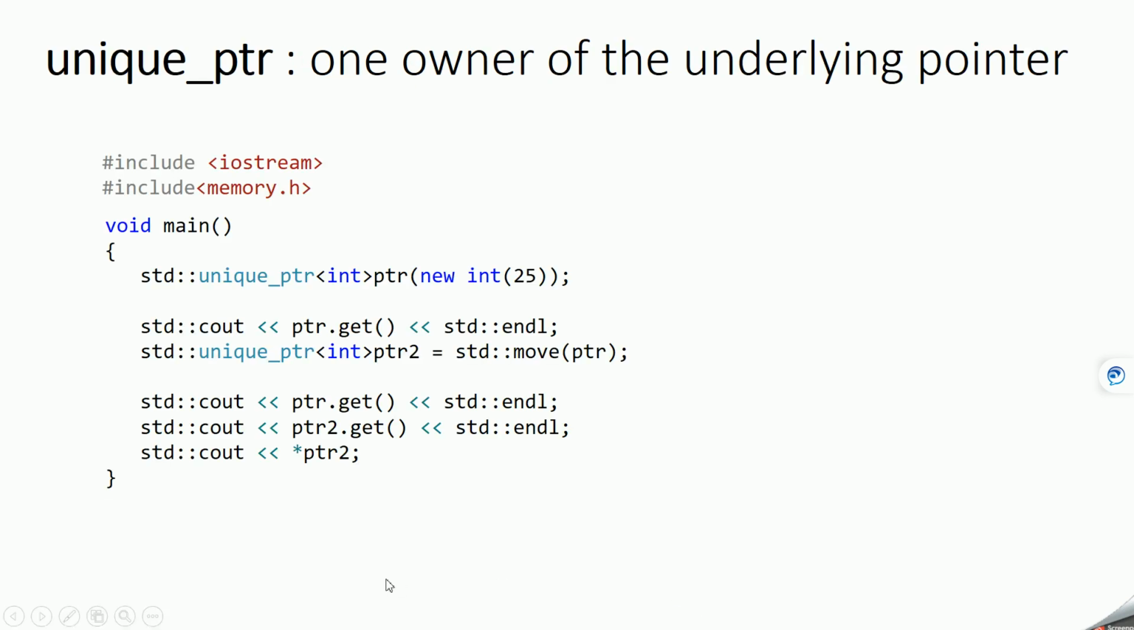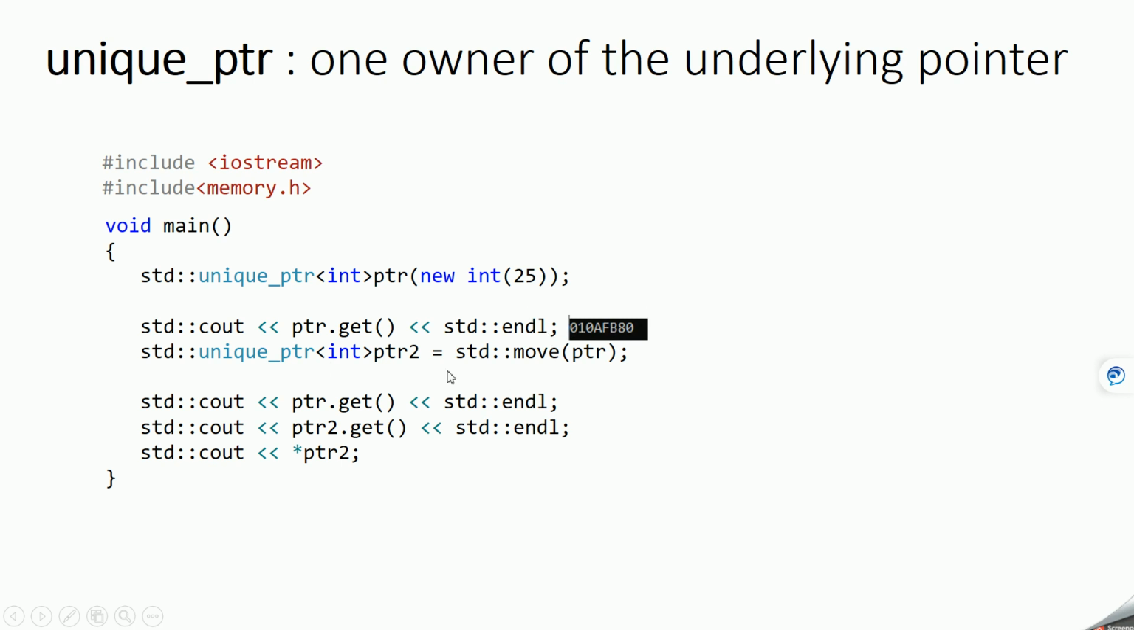First we are creating a pointer called ptr, which is a smart pointer, and we are initializing the memory with 25, and then we are printing the address of this memory. If you add this line of code, you will get some output like this. Suppose this is the address of the memory that this ptr is pointing to. When I ran the program, I got this output. You may get a different output.